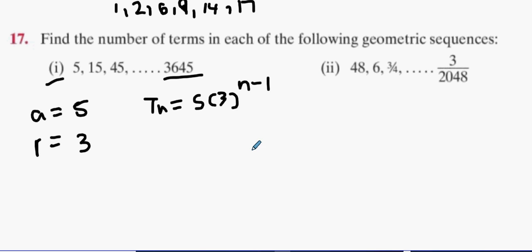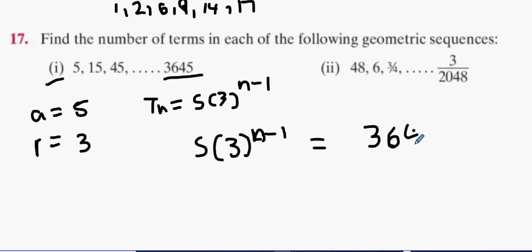So here's what we're going to do. 5 times 3 to the n minus 1 equals 3,650. We cool with that? Now, where is the variable we're looking for? What position is it currently in? Power. It's a power. Should I log both sides right now?